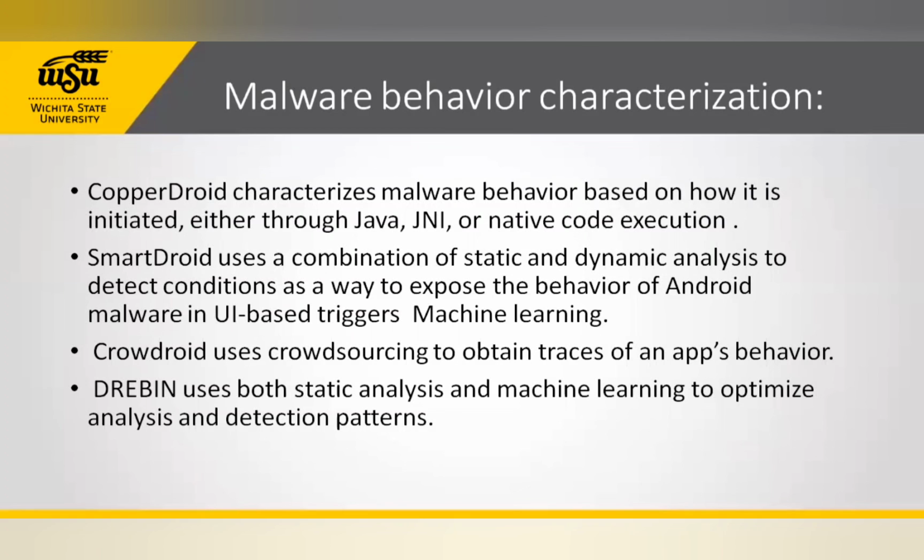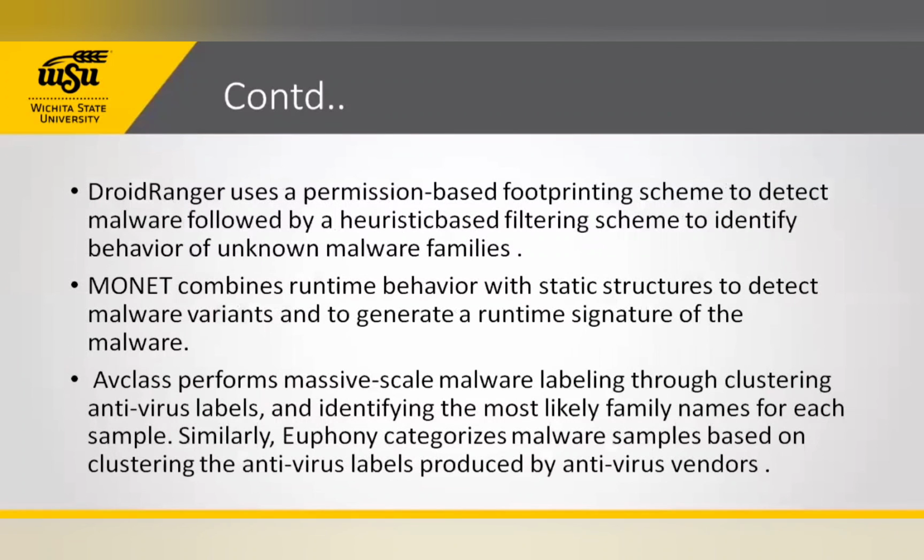And the next one is Drebin. Drebin uses both static analysis and machine learning to optimize analysis and detection patterns. It is a lightweight method for detection of Android malware that enables identifying malicious applications directly on the smartphone. And the next one is DroidRanger. It uses a permission-based footprinting scheme to detect malware, followed by a heuristic-based filtering scheme to identify behavior of unknown malware families.